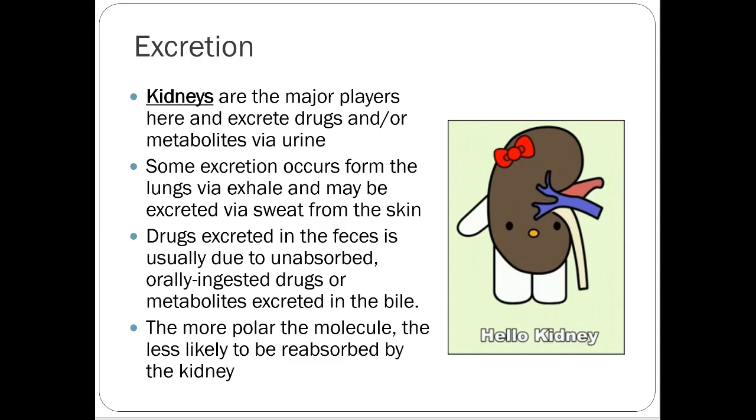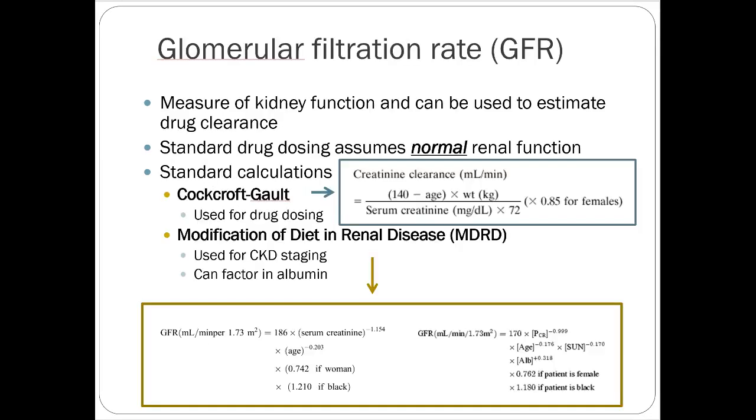Excretion. The kidneys are the major players here and excrete drugs and metabolites in the urine. So remember, our whole concept here: liver modifies drug, kidneys excrete drug. That's pretty much it. We measure kidney function a couple ways, glomerular filtration rate, or GFR, and creatinine clearance. They're two different equations and two different terms. They measure the same thing, and that's kidney function in milliliters per minute.